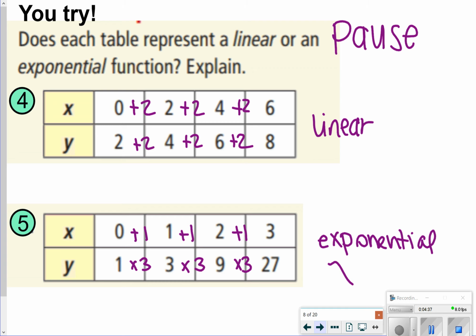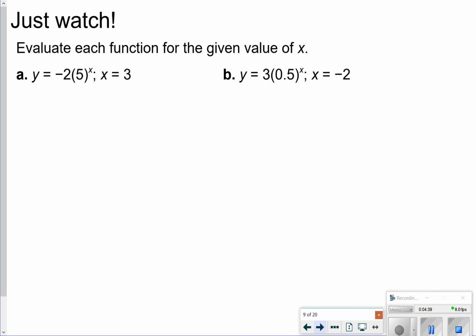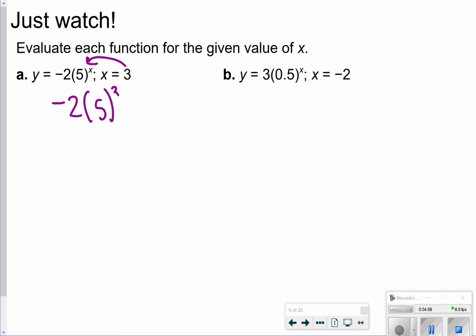Okay. The next thing we're going to talk about is what happens when you are given x values and you're asked to evaluate. So these are pretty easy. All you're doing is plugging in whatever you're given for x using your calculator to solve. So what I'm going to do is rewrite my exponential function with the letter x attached to it. So -2 parentheses 5 to the 3rd power.